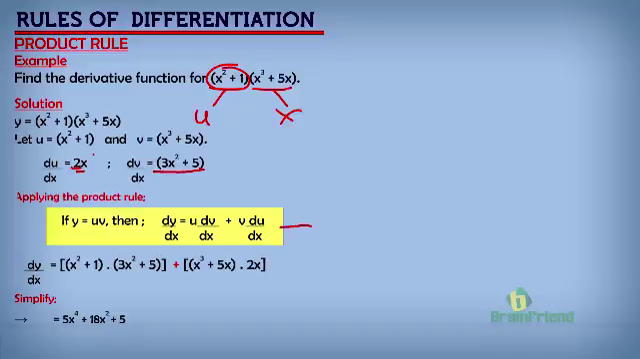Now remember our formula again. dy dx is u multiplied by dv dx plus v multiplied by du dx. We know what our u is. Our u is x squared plus 1. We know what our dv dx is. Our dv dx is 3x squared plus 5. We know what our v is. Our v is x cubed plus 5x. And we know what our du dx is. Our du dx is 2x.